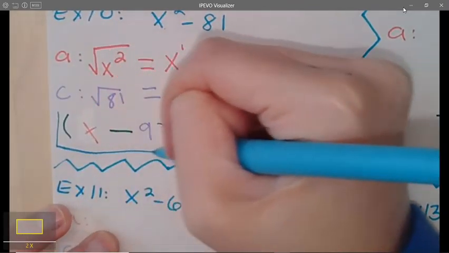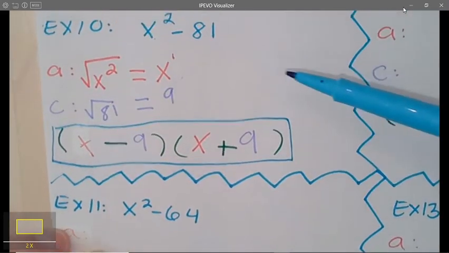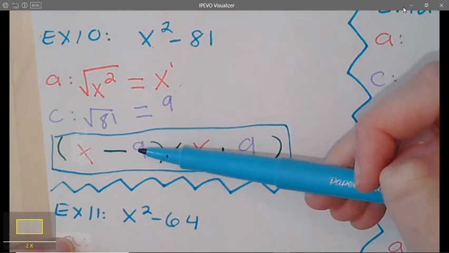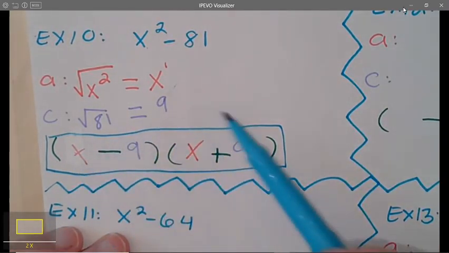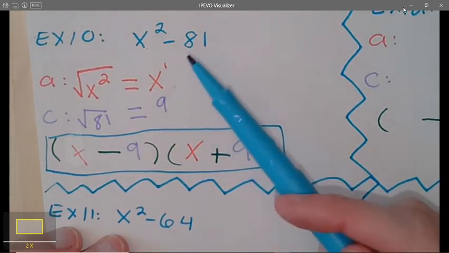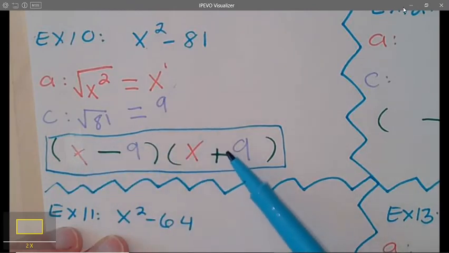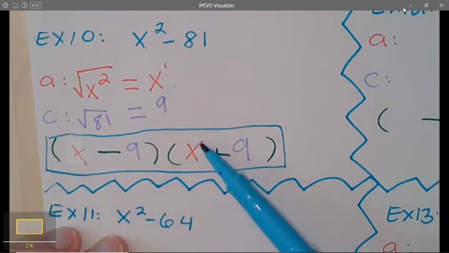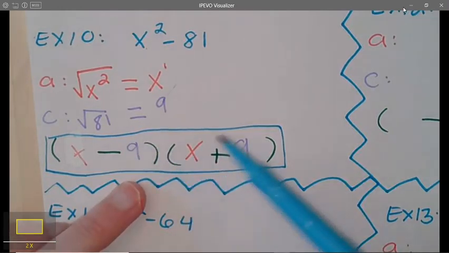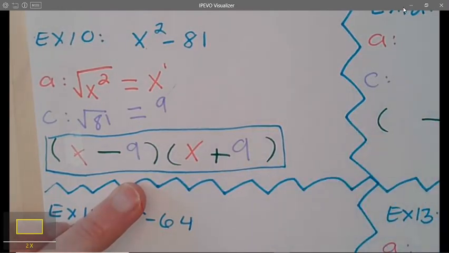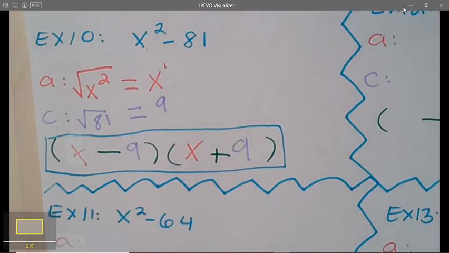So there's really not much to doing a difference of squares. All you do is you square root the first and last term, and then one time you subtract them and one time you add them. And then you're done. Remember, you guys, if you were to distribute this back out, you would get your original answer. X times x gives me x squared. X times positive 9 is 9x. X times negative 9 is negative 9x, which negative 9x plus 9x will cancel and turn to 0. And then negative 9 times positive 9 is negative 81. So you end up with the same answer.